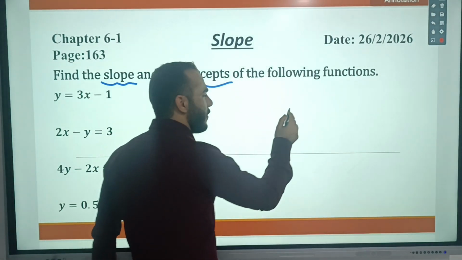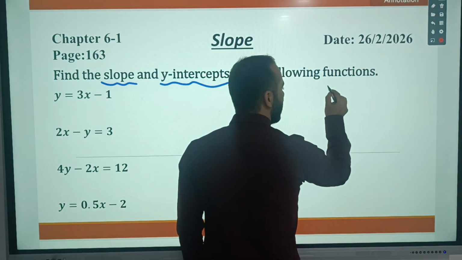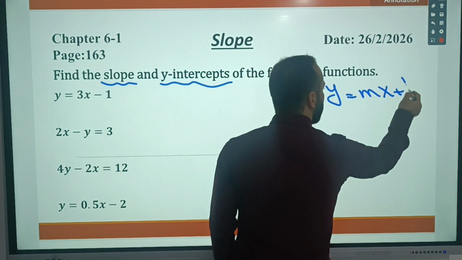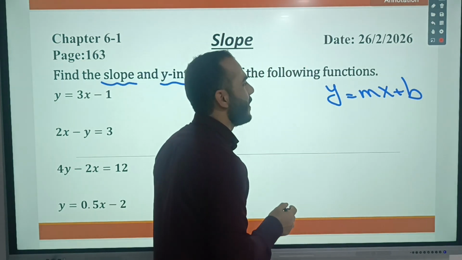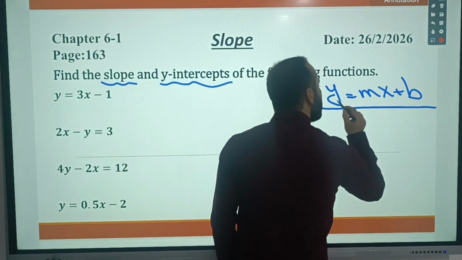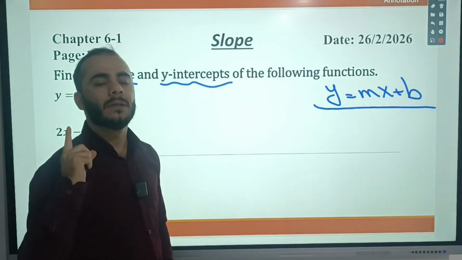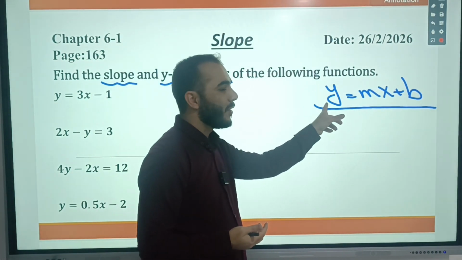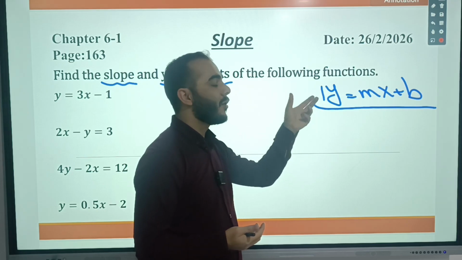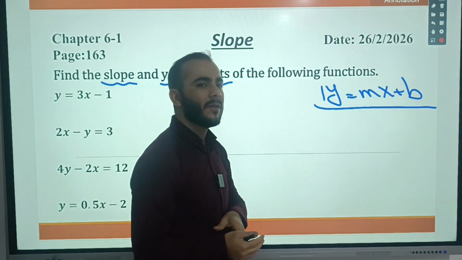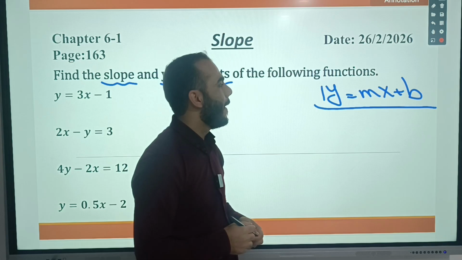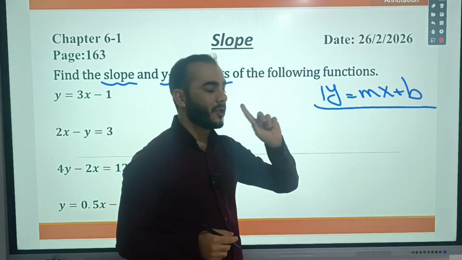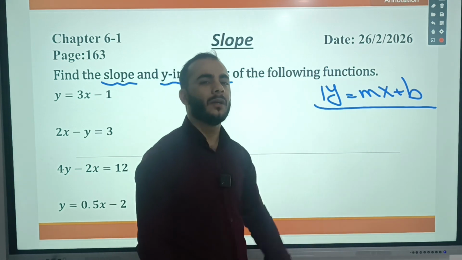So remember the general slope-intercept form was y equals mx plus b. It is very important to understand that in this form, y must be alone on one side. What I mean by this is there shouldn't be any coefficient with it. The coefficient should be 1. If there is anything else, we need to remove it by using the order of operations. So y has a coefficient of 1 and nothing else with it.